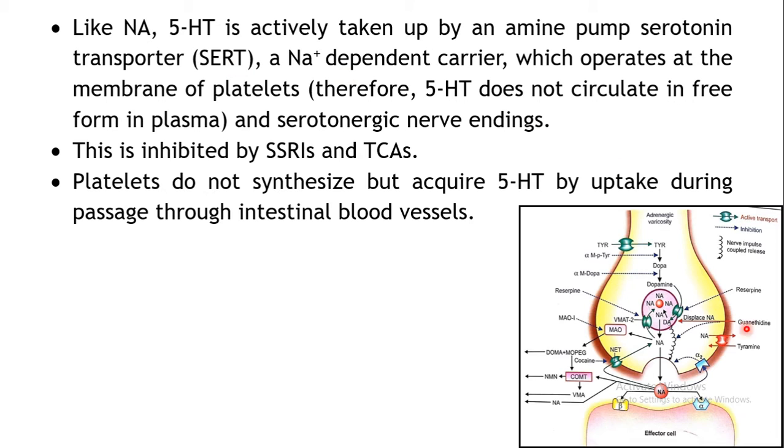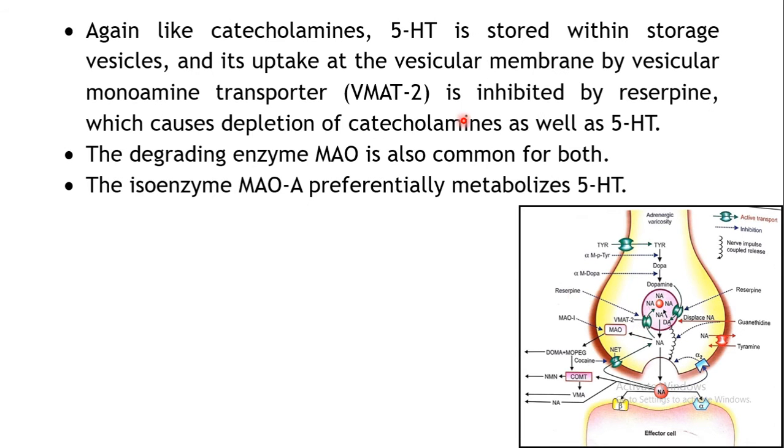So whatever circulating 5-HT is generated, it is taken up by the cells, the serotonergic nerve endings, or the platelets. They take up this serotonin with the help of these transporters, and it is stored inside the vesicles. It is utilizing vesicular monoamine transporter 2 also, the same one which is utilized by noradrenaline. The similar type of transporter is also utilized by 5-HT for it to get stored within the vesicle.